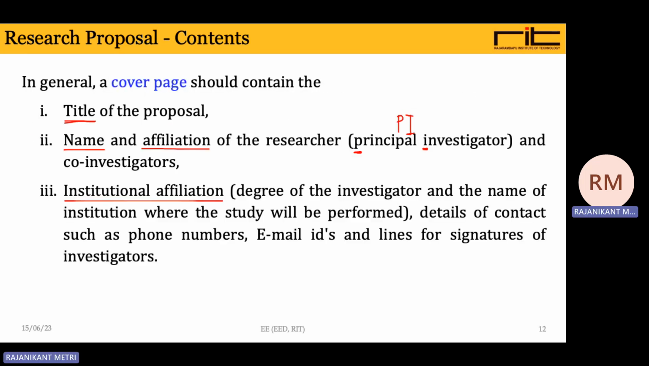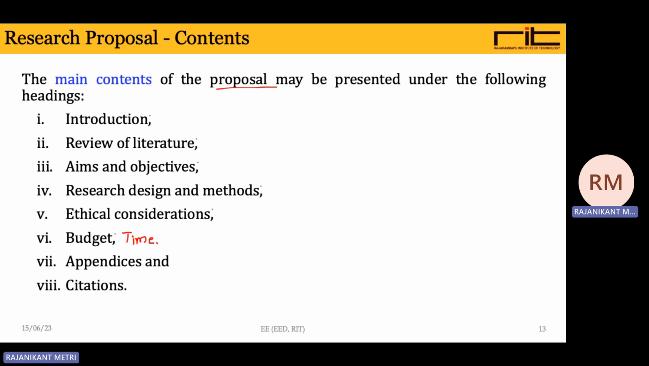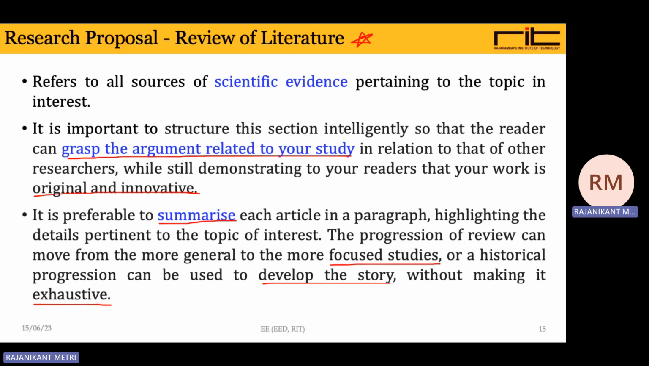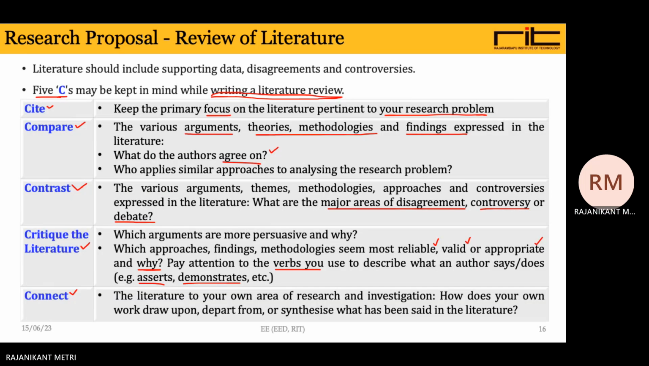What are its aims, and then contents of a research proposal, which includes review, aims, objectives, research design, methods, ethical considerations, budget, time, and then citations. And in detail, we have seen in each section what is to be included, like in the introduction, then the literature review, and what should be there in the literature review.